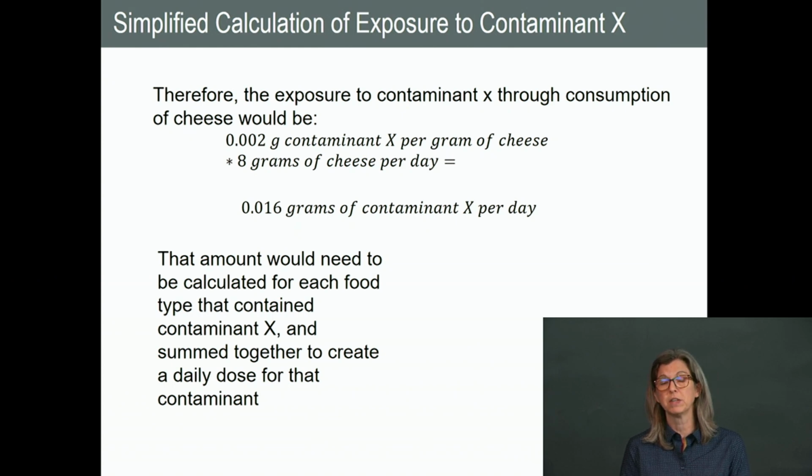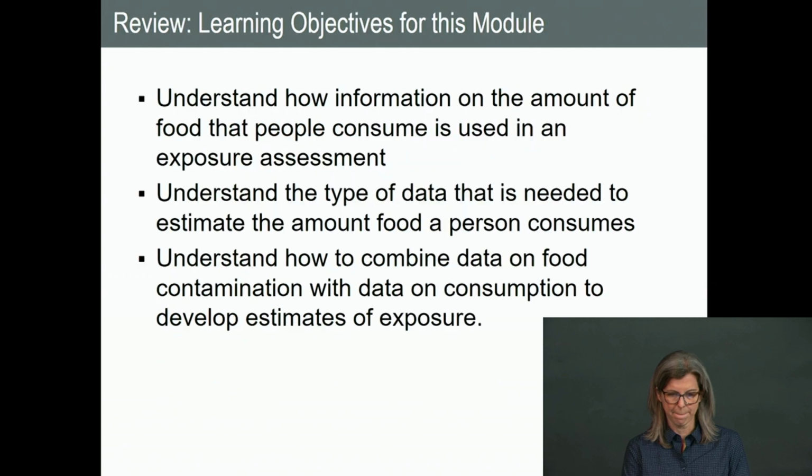This is from cheese. If this contaminant is in other kinds of food, you would also need to get those estimates for the other kinds of food and then add it all up together to see how much of contaminant X a person is being exposed to per day from their food. So that's a real quick overview of exposure assessment. I hope that introduced you to the idea of how the amount of food that people consume is used in exposure assessment, what kind of data would be used to estimate that, and then how that would be combined with data on contamination to estimate overall exposure estimates to that contaminant through food.